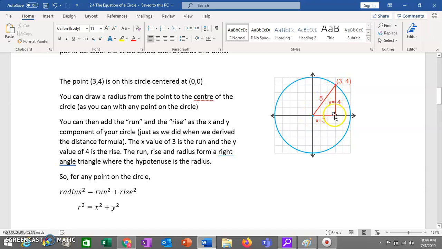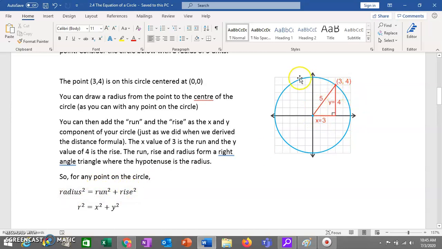So again, you'll notice this forms a right triangle with a hypotenuse. And we know how to relate the hypotenuse to the other sides when we have a right triangle, right? That's simply c squared equals a squared plus b squared. Or in the case of this triangle, it will be the radius squared, 5, equal to the run squared, which is your x, plus the rise squared, which is your y.